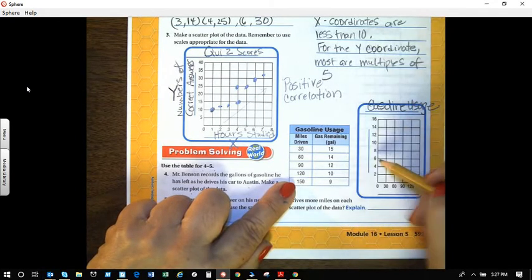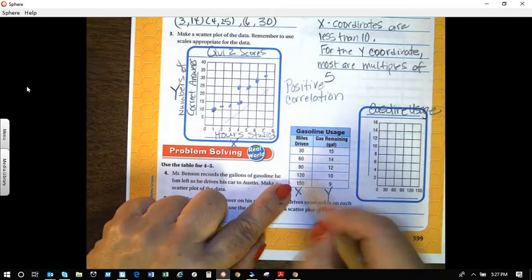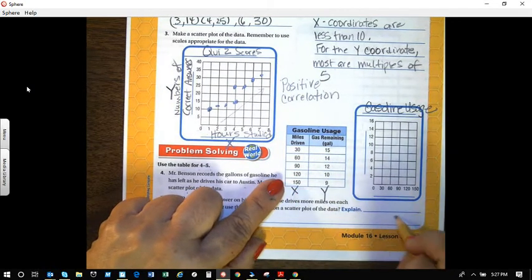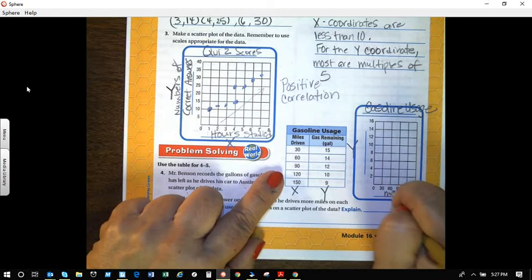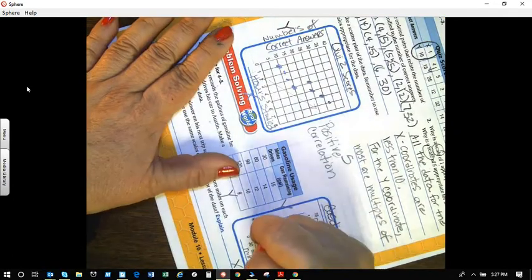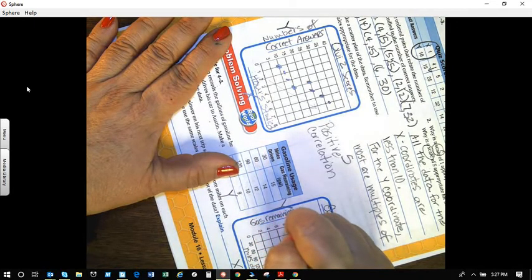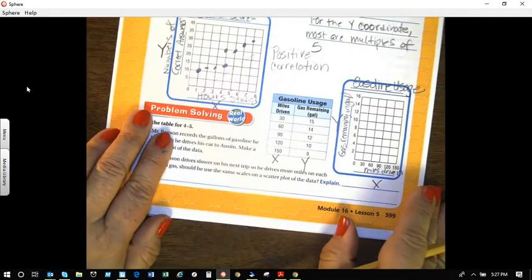All right, I'm going to label this X and this is Y because X comes first. If somebody says, well, why is that one and not the other? X comes first. This is X and this is Y. X is going to be miles driven. Here, this is gas remaining in gallons.